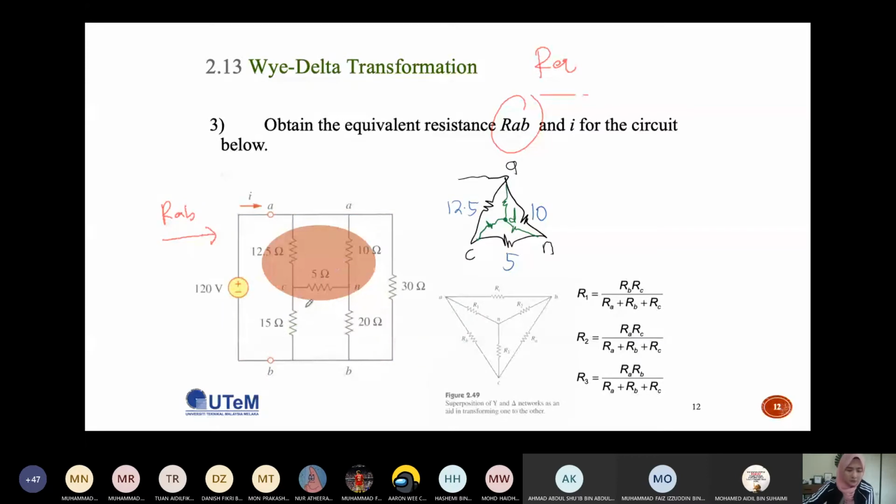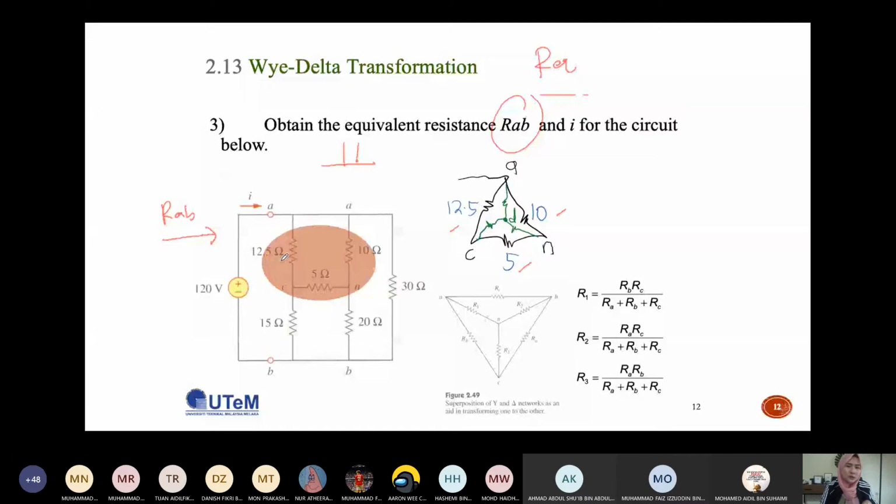If you look at the first example over here, if you look at this part, it is actually something like this. If you redraw only this part, this is a delta network. You have 5 ohm, 10 ohm, and this is 12.5 ohm. This is actually a delta network.